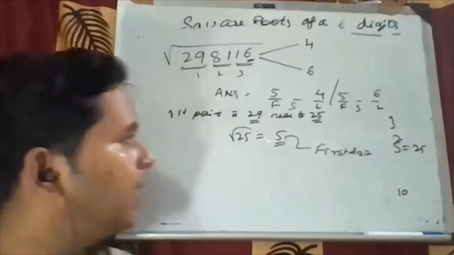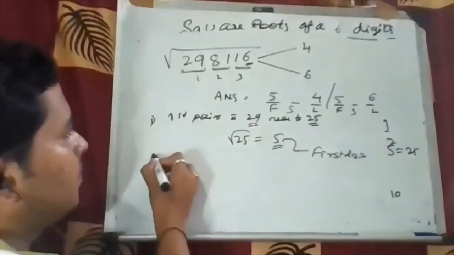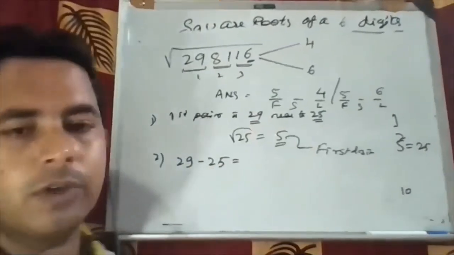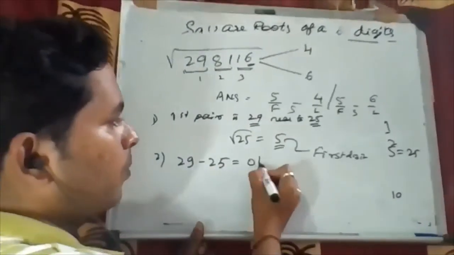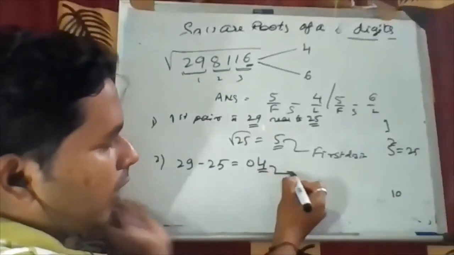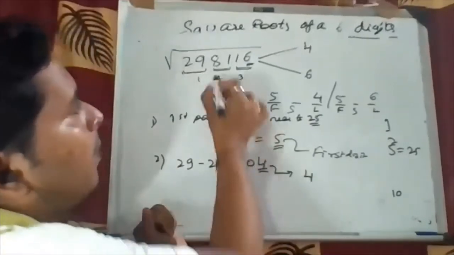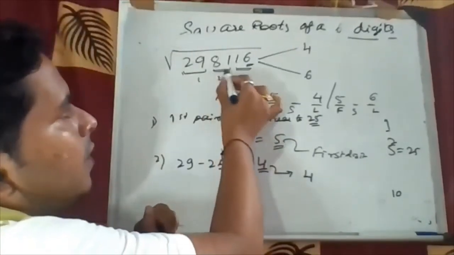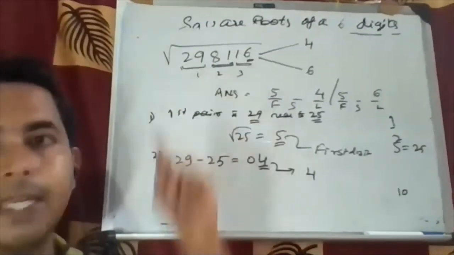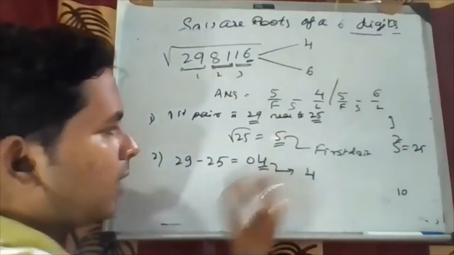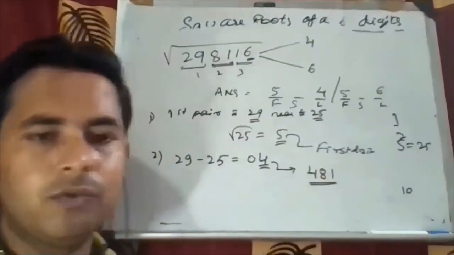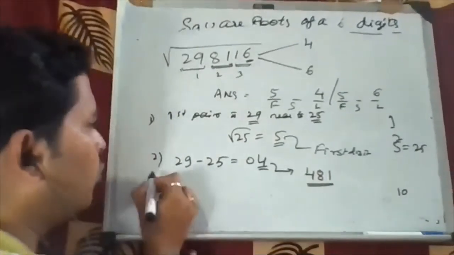The second step is: what is the difference between 29 and 25? That is 4. Take this 4 and combine it with the next part, which is 81. So take that 4 combined with 81. How much did it become? 481.